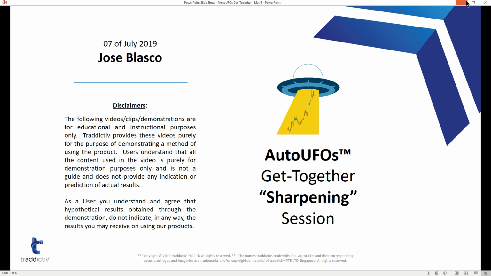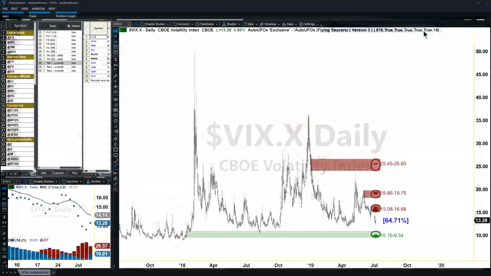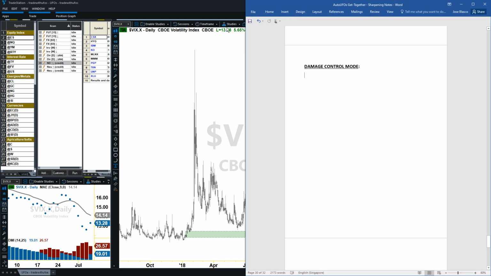Great, we have it. Okay, so we have the intro slide. The session has been officially introduced. Here is our beautiful TradeStation with our even more beautiful shiny UFOs in the background. So we are ready to begin. And I also need, in sharpening sessions, a piece of paper where to take notes, isn't it? And therefore we're going to start working on that to talk about how to switch from normal trading mode to damage control mode.